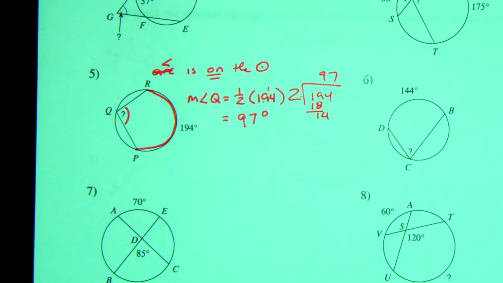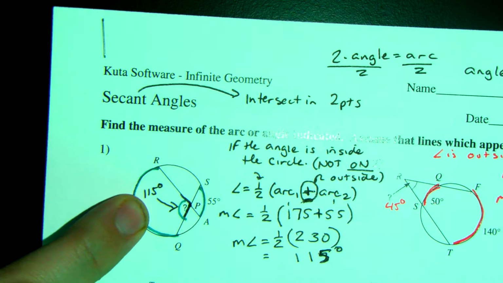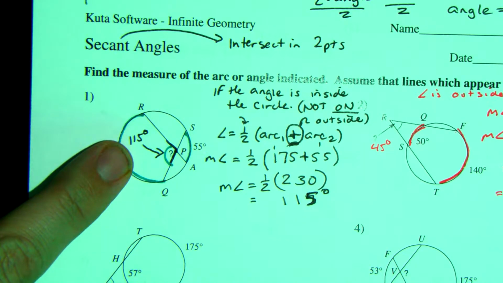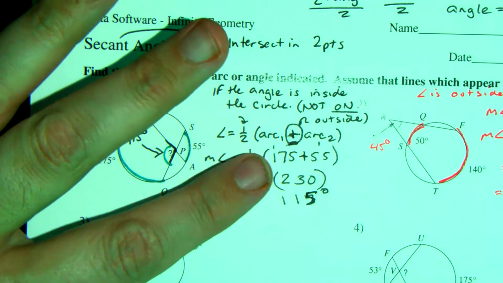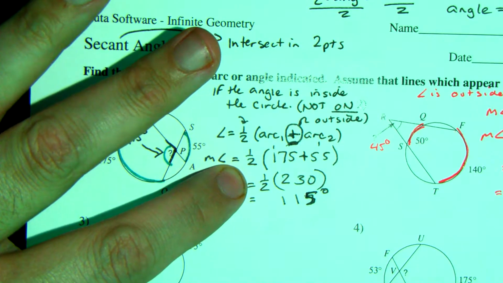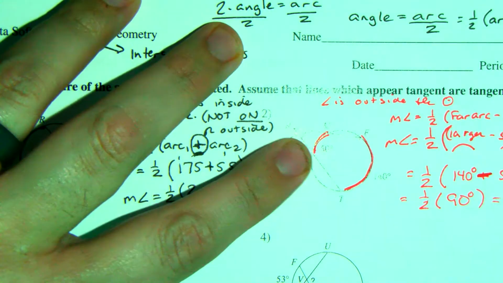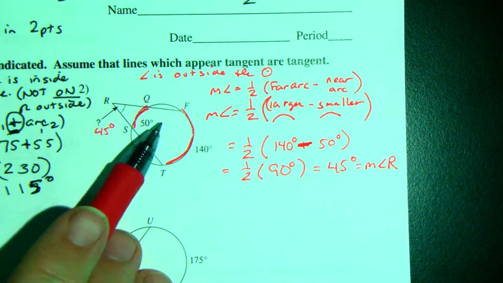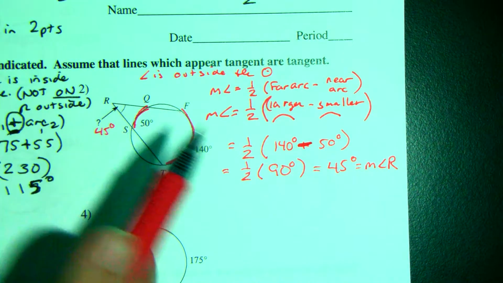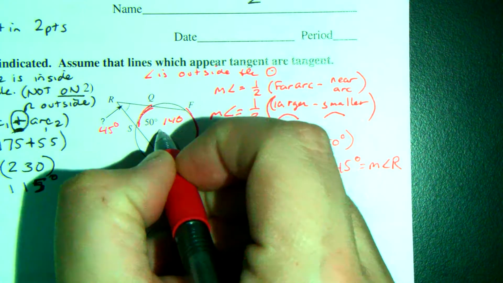So, ladies and gentlemen, the key to all of this is to determine when you're going to add or subtract arcs. You're going to add arcs when you have, I call these the X-Men problems because you always draw an X inside the circle. When you have an X inside the circle and you're looking for angles, you're going to add the arcs together and divide by 2. As soon as you're outside, it's always going to be the far one minus the close one. It's always going to be 140 minus 50, which will give you 90 degrees, and then just take half of that, you're good to go.